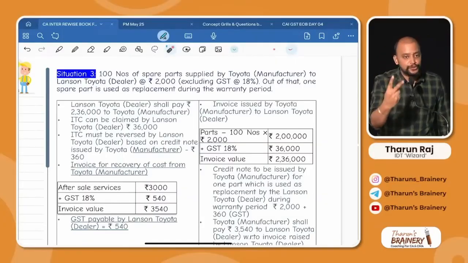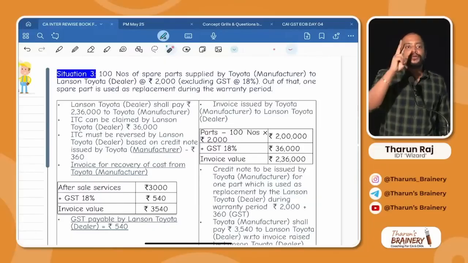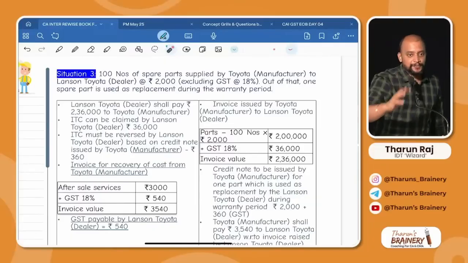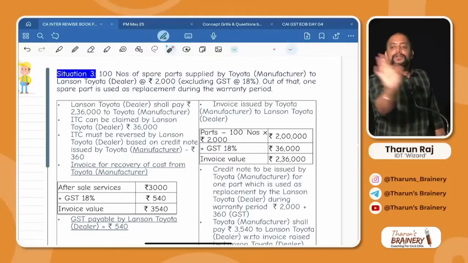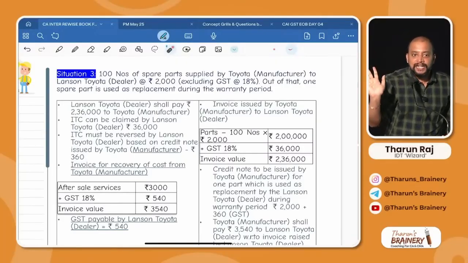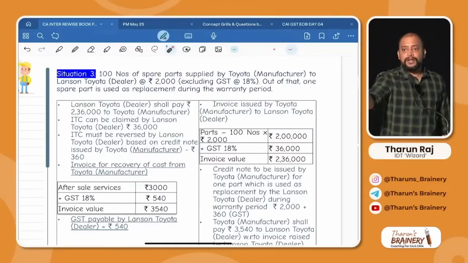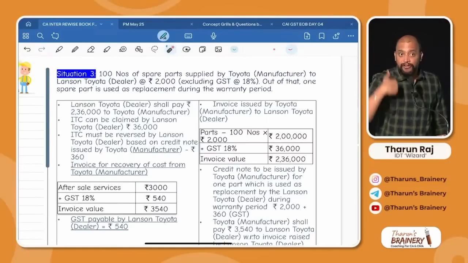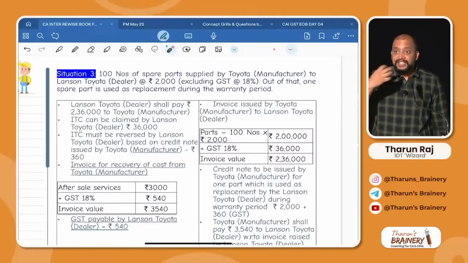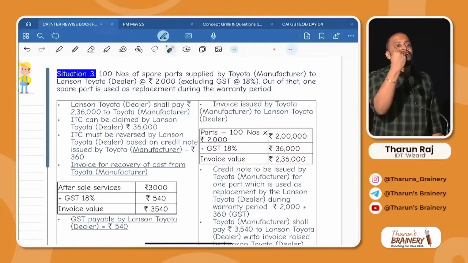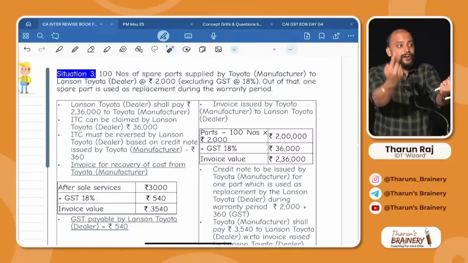Each spark plug is 2,000 rupees. Means I will raise you invoice for 100 into 2,000. How much? 2 lakh plus GST 36,000. Then out of the inventory of 100, one part you will take and replace during warranty period, which means that part I should bear, correct? But you replace from your inventory, means you will pay me for 99 only, which means I will give you a credit note for that one part. First I raised you invoice for 100 parts, now I will give you credit note for one part.